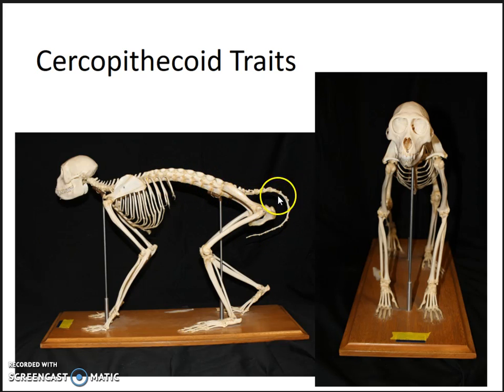We have a tail, shorter tail we're going to see in the more terrestrial primates, longer tail in the more arboreal. So that's going to have a lot to do with being in the trees, but they're all going to have a tail. The arms and legs are roughly equal in length. And all that corresponds with being a quadruped.